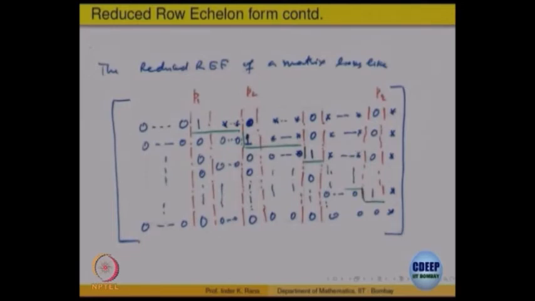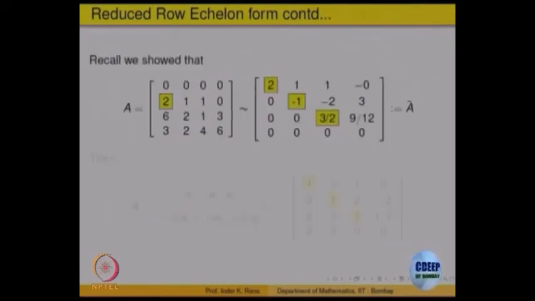So, the theorem we had was every matrix can be reduced to. So, let us look at an example. Remember just now we looked at the matrix at the beginning of the lecture and said this is the echelon form of the matrix. So, echelon form, here is a pivot 2, here is a pivot -1, here is a pivot 3 by 2, right. There are 3 pivots, P1 column, P2, P3, okay. These are the entries, these are the pivots.